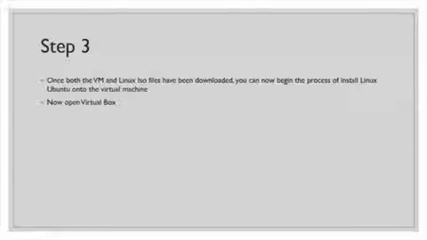Now, for the next step, once both the virtual machine and Linux ISO files have been downloaded, you can begin the process of installing Linux Ubuntu onto the virtual machine. So you want to open up VirtualBox, and then from there, go to the little icon that says New, and it will create a new virtual machine for you. It will ask you what the name is for the ISO. We have Ubuntu, so that's what we wrote. And automatically, the virtual machine is smart enough to show the correct host, which is Linux.